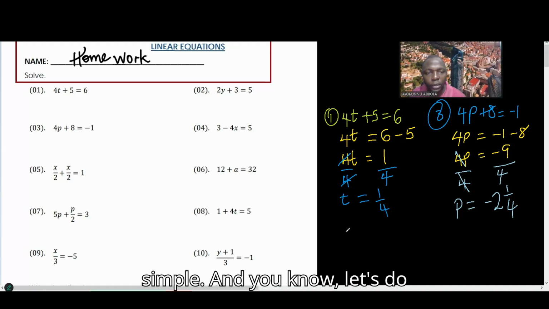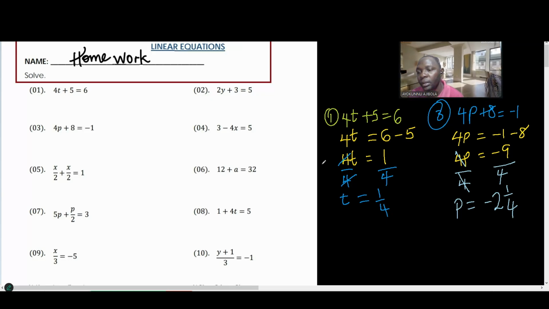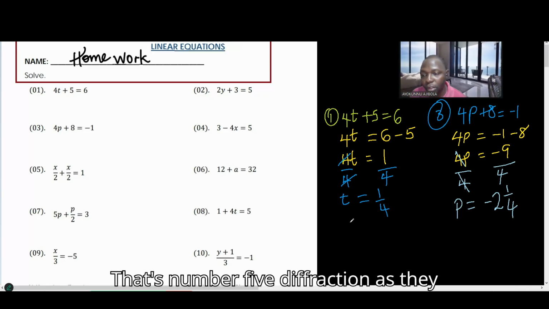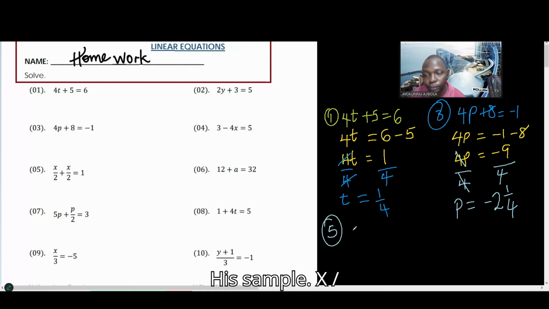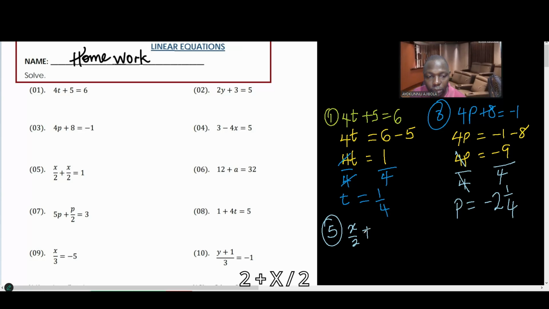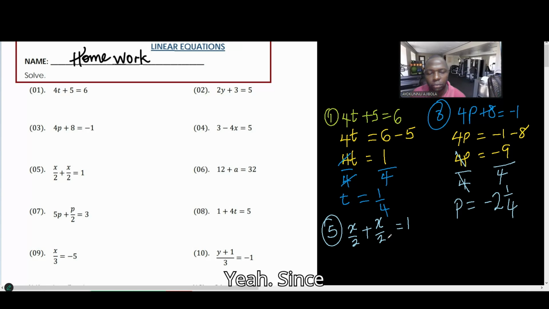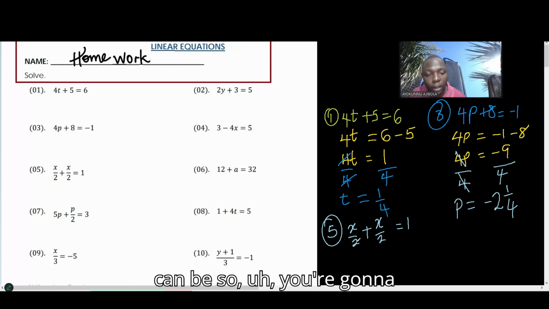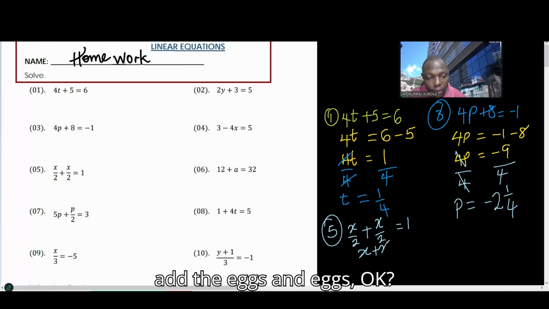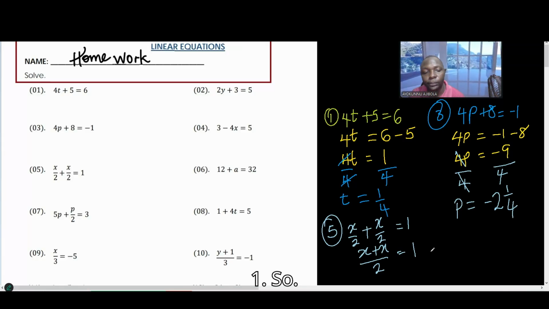Let's do number 5, that's a fraction. Number 5 has the same denominator, so it's simple. x over 2 plus x over 2 equal to 1. Since it's the same number, you're going to add the x and x over 2. Then this is equal to 1.